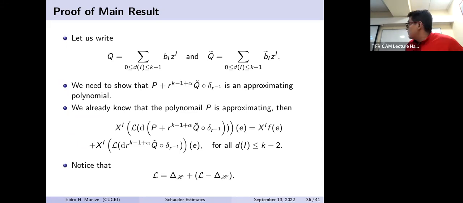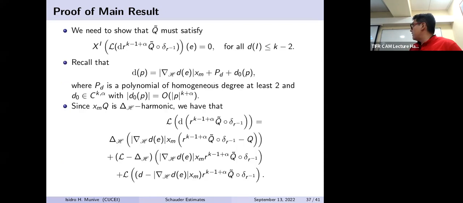So how do we do that? Well, Q we just suppose is given by this, and Q tilde is given by that. And so we need to show that this is an approximating polynomial. We already know that P is approximating, so we have half of the battle already won. By doing some computation, this part is already this one, so this should be 0. And then we notice that L is like a perturbation of the sub-Laplacian, and that will be really helpful. So this is the thing I was telling, so the Taylor polynomial will be 0, in some sense.